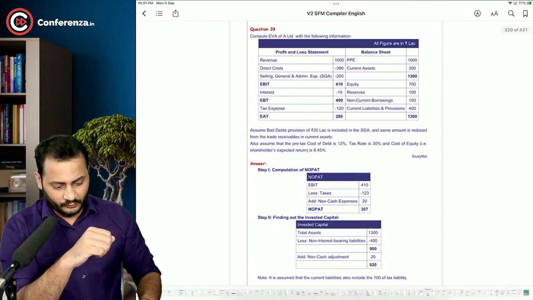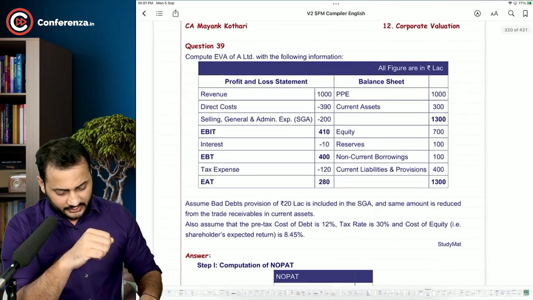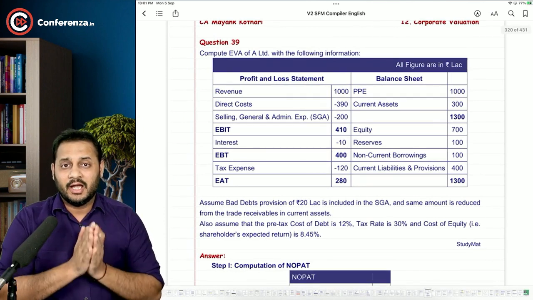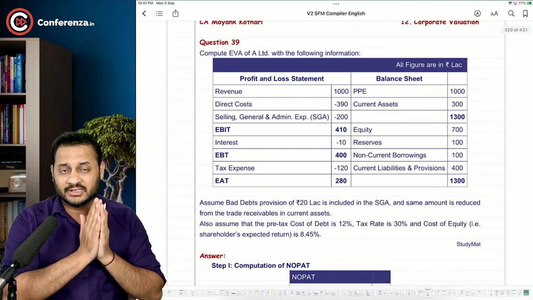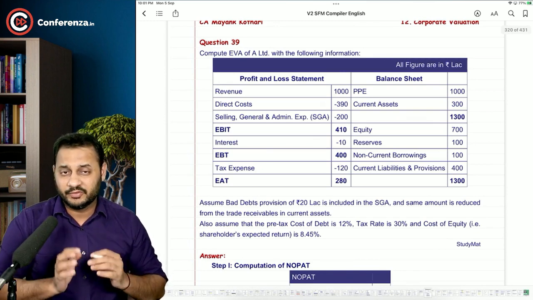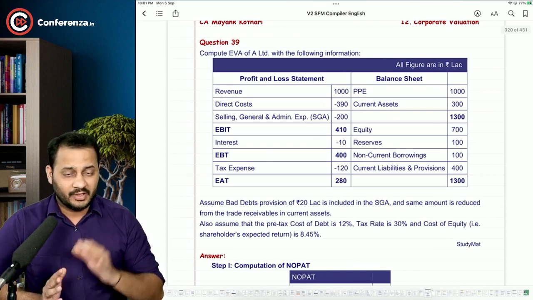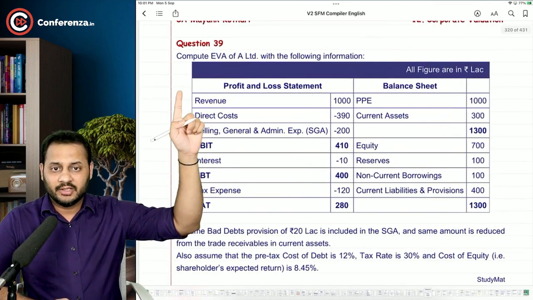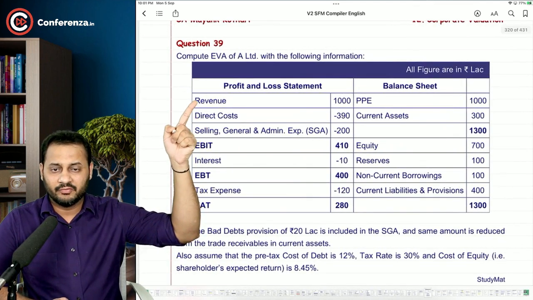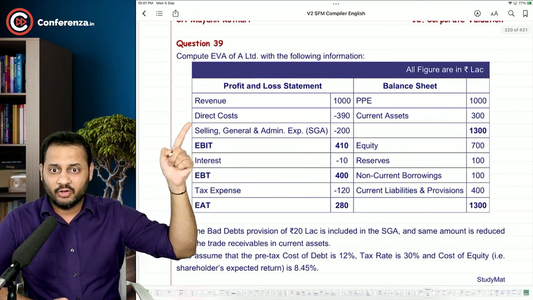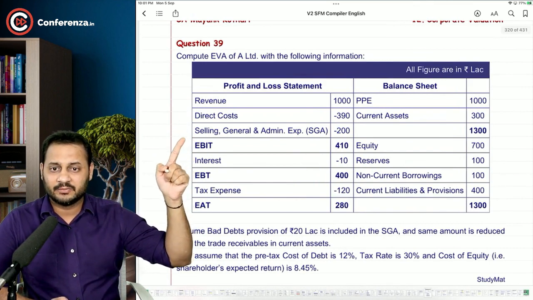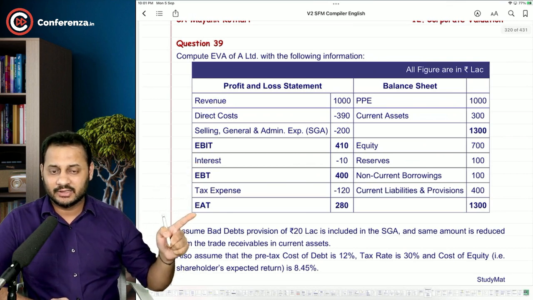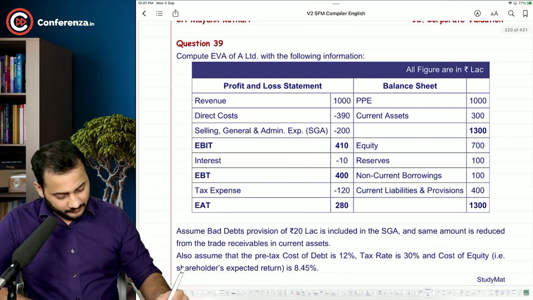Same. Okay. So this is a question from the study material which also includes the bad debt provision. And I was telling you there is one question which has a proper treatment when the bad debts provision is given for the tax. This is that question. Understand this now. Compute the EVA of A Limited with the following information. You have been given the revenue, direct cost, selling and general administrative expenses. This is EBIT minus interest, EBT, tax expense and all. So we will take this EBIT.